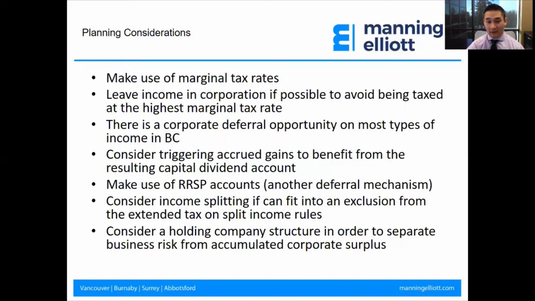And then a planning consideration that I always put out there, it's never too early to think about this, is setting up an operating company, holding company structure that would facilitate keeping your operating company pure, removing excess cash or other investments from your operating company to remove it from any business risks, or to keep your operating company pure for use of a future sale and claiming a capital gains exemption.